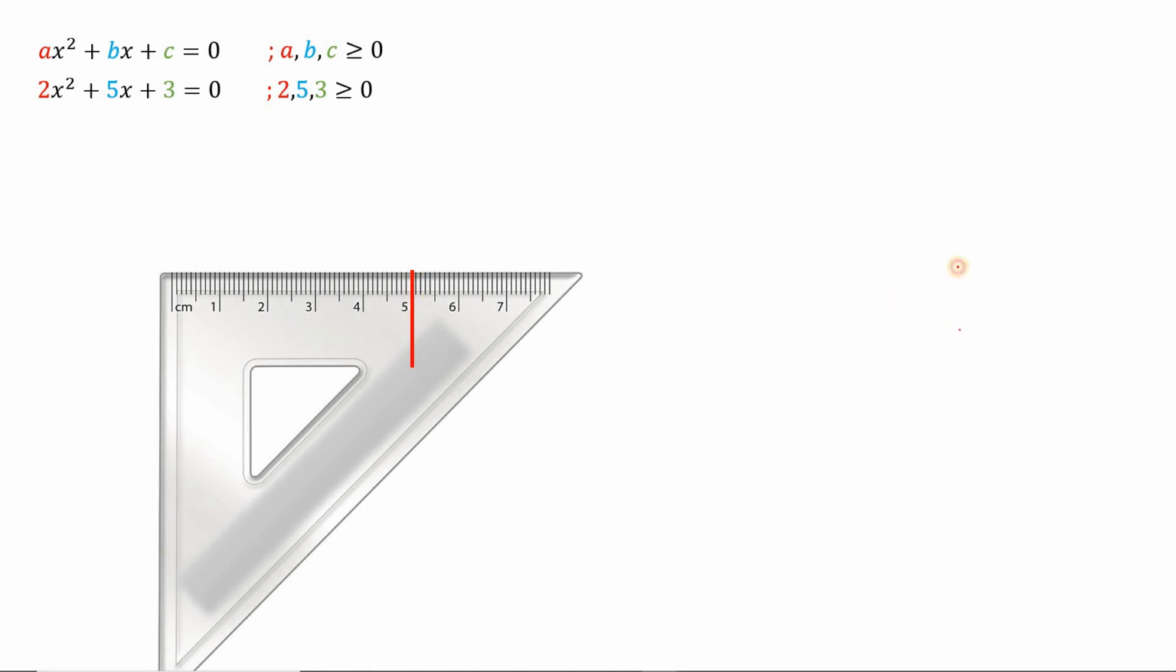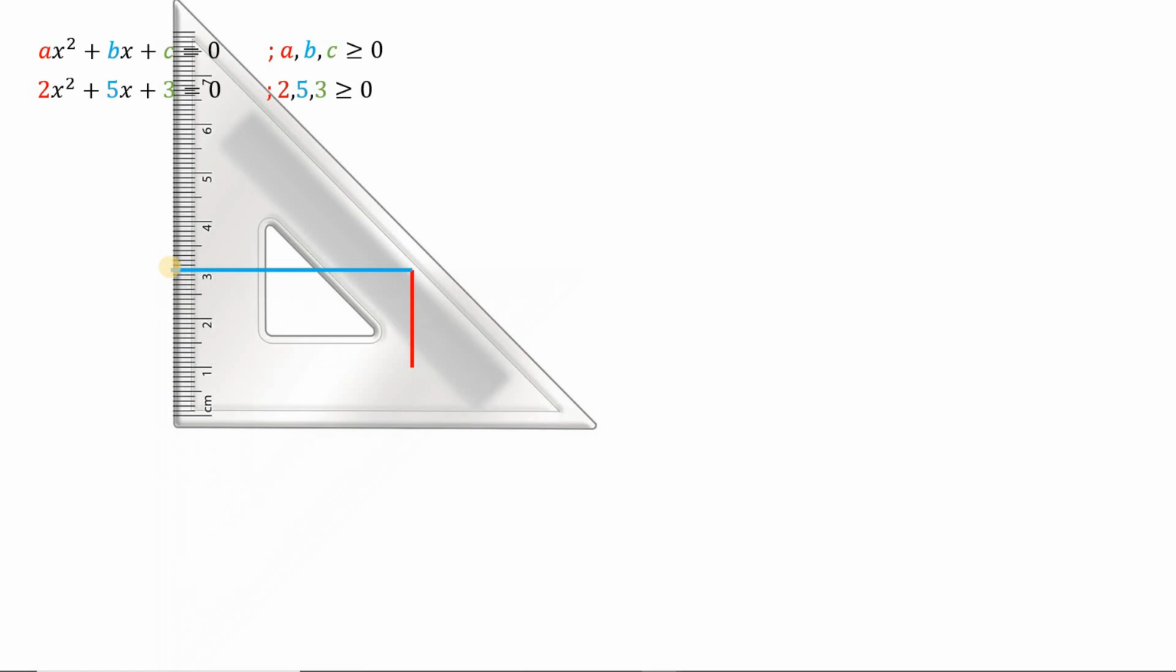Here, to draw a line perpendicular to any line, you need to put the set square in this position, but since I do not have markings on this edge, I am just using the reference of these line markings to get a line perpendicular to this line. So let's draw a line segment of 5 units like this. Then look at the constant 3 and its sign is positive, so we draw a line segment of length 3 by rotating 90 degrees anticlockwise like this.